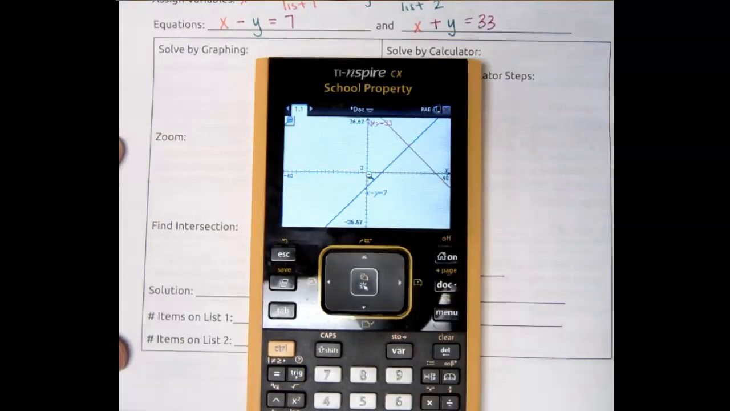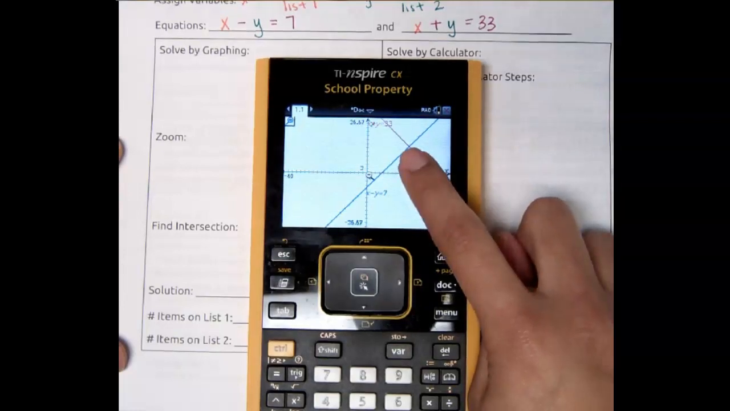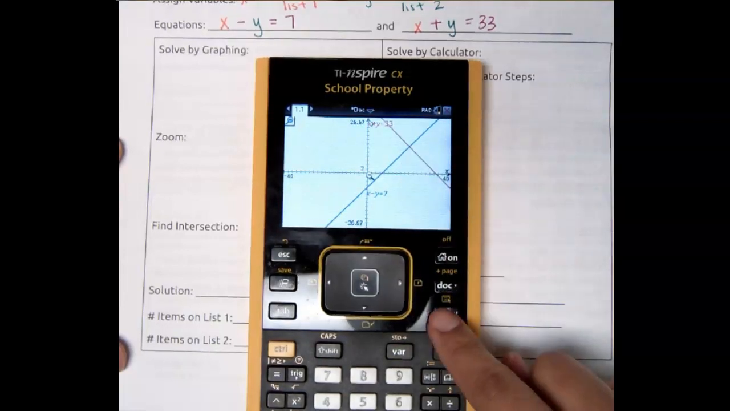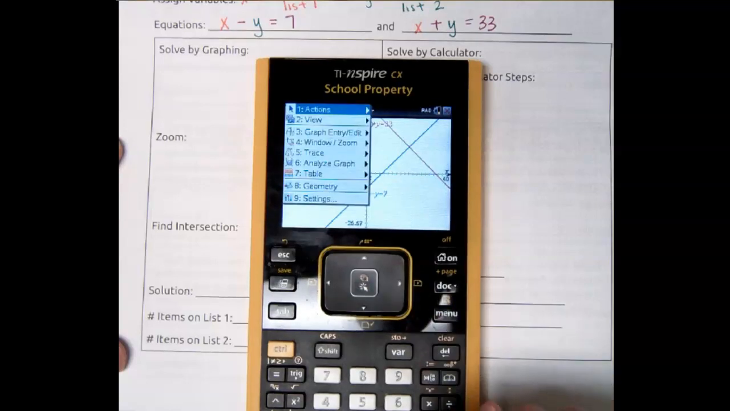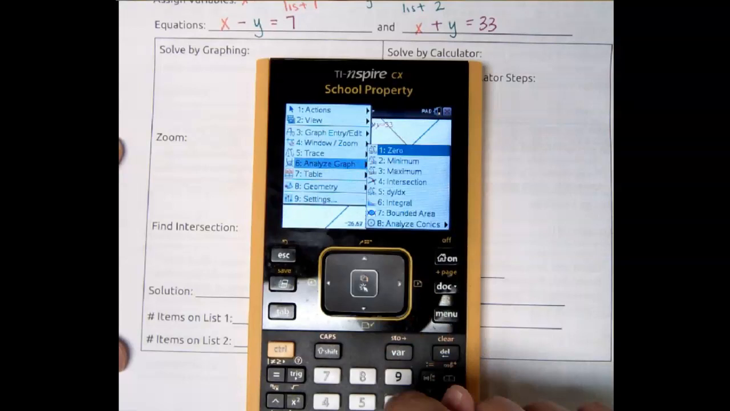Well, what is that point? You can try to count, but sometimes it can get really hard. The calculator can do all of the work for you. So now we need to find what that actual ordered pair of where they intersect is. We're going to go menu again. This time we're going to analyze the graph. And what do you think I'm going to choose?